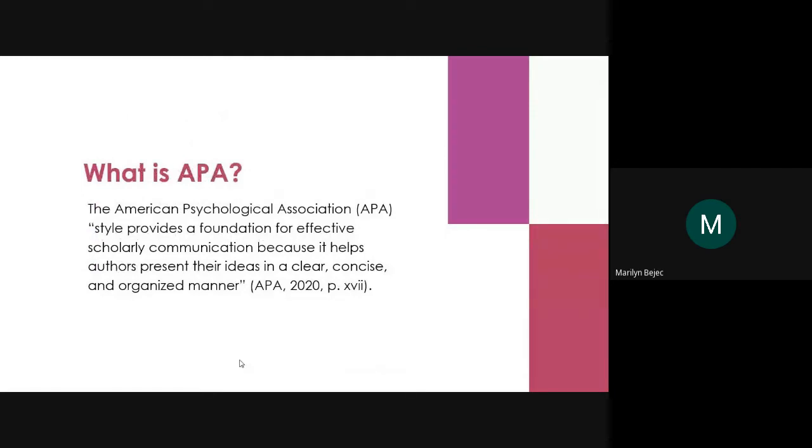So what is APA? APA stands for the American Psychological Association. The style provides a foundation for effective scholarly communication because it helps authors present their ideas in a clear, concise, and organized manner.